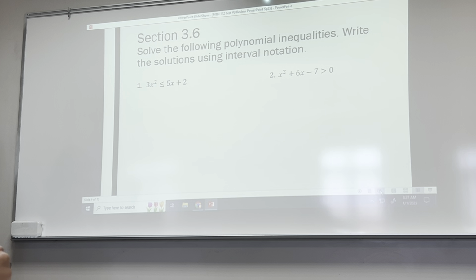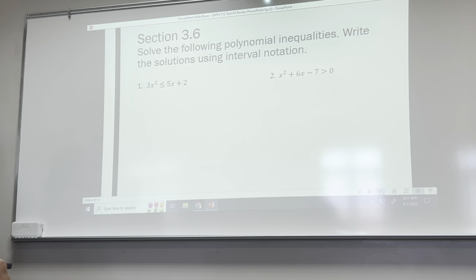The steps were, because of time, I'm not gonna do both of these. They're pretty much just alike, just one's less than or equal to, one's greater than, right? And that just amounts to whether you put brackets or not. Let's do the first one.